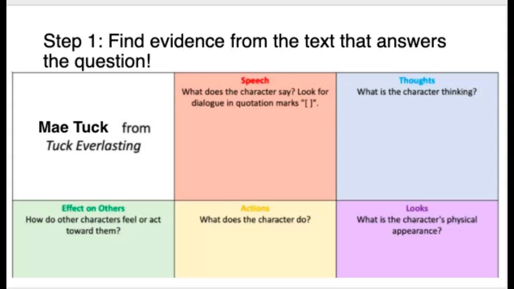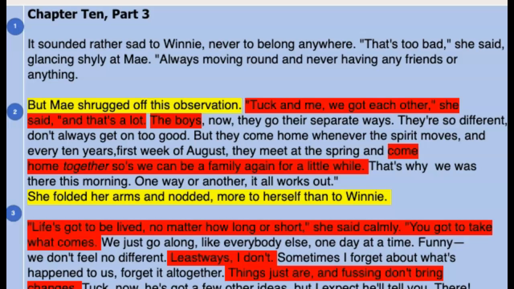Remember, we, in this model, are focusing just on May. You will focus on Tuck on your own. Let's read, thinking about that 3-star evidence.